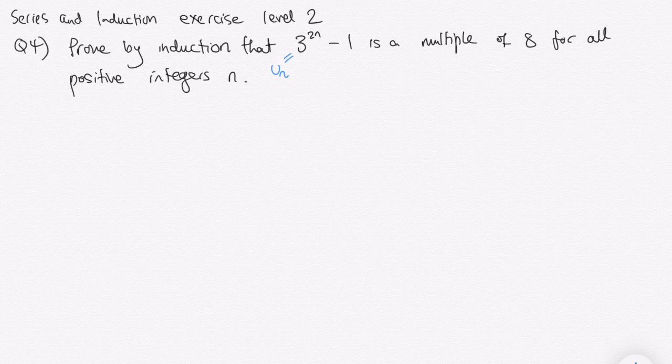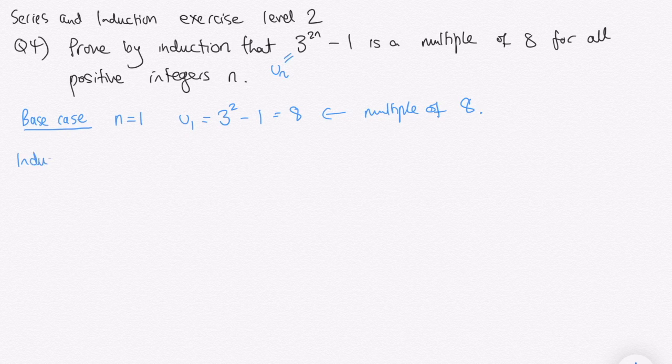And we're going to proceed with our base case. We are asked to show that this is true for all positive integers, so our base case is going to be the first positive integer, 1. So when n equals 1, u1 is equal to 3 to the power of 2 times 1, so 3 squared, subtract 1, which is 9 subtract 1, which is 8, which is clearly a multiple of 8. Okay, so now we need our inductive step.